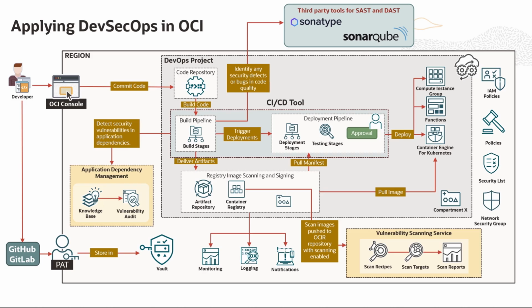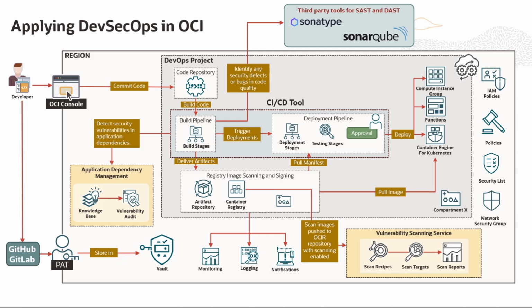For example, we can use security lists and network security groups to control inbound and outbound traffic to our compute instances. We can also use compartmentalization and identity and access management policies to restrict access to our resources and limit the action that can be taken on them.